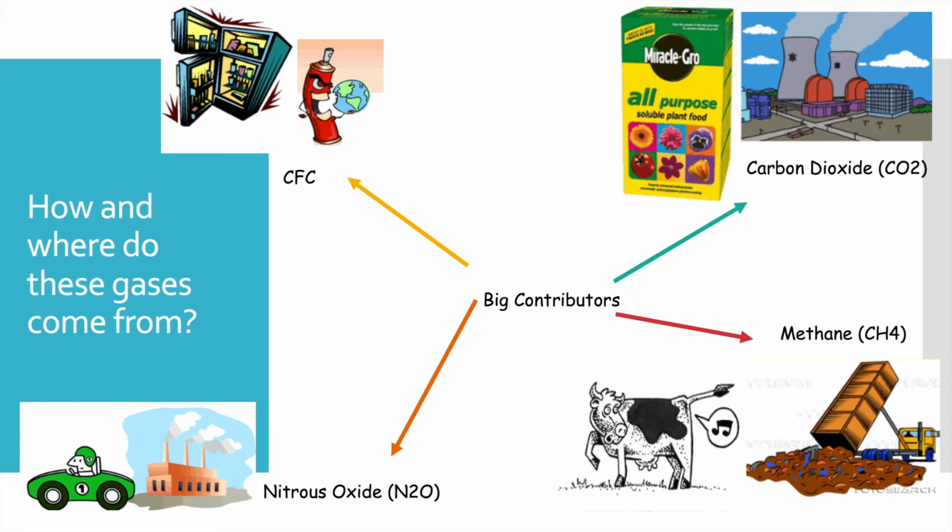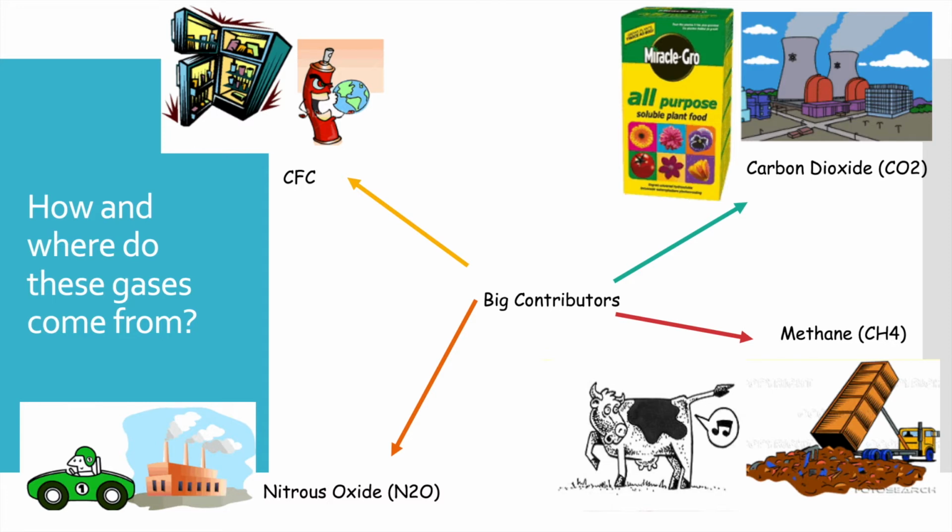So if we look at the bottom left, we can see nitrous oxide, N2O. That comes from cars, it comes from factories, and you think about how many cars you see in the UK, how many cars are around the world. Nearly everybody has one or has access to one. So we're able to see it being produced consistently around the world. That's not brilliant.